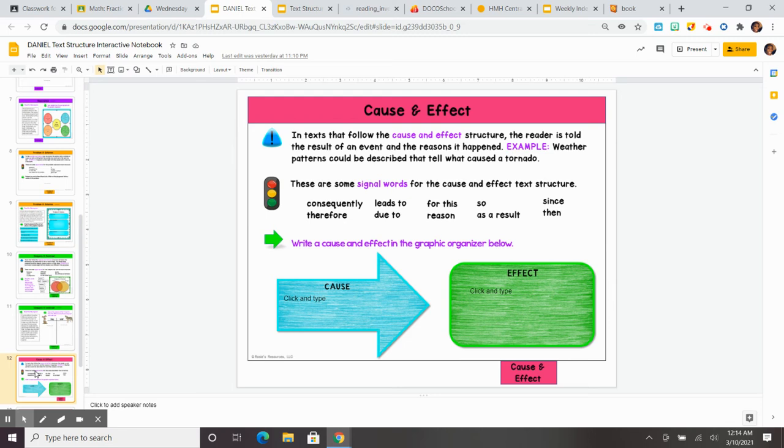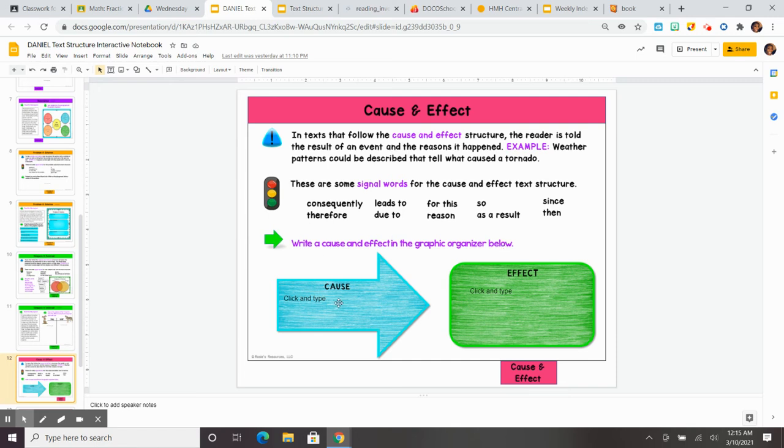All right, slide 12 is cause and effect. In texts that follow the cause and effect text structure, the reader is told the results of an event and the reasons it happened. For example, weather patterns could be described that tell what caused a tornado. These are some signal words for the cause and effect text structure. You have consequently, therefore, leads to, due to, for this reason, so, as a result, since, and then. This is write a cause and effect in the graphic organizer below.